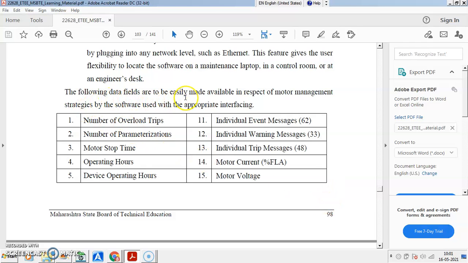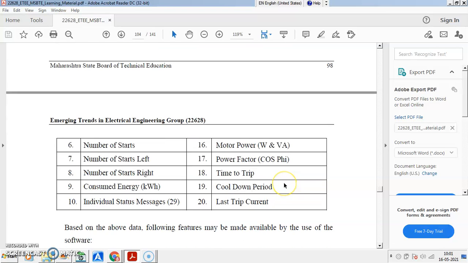The following data fields are to be easily made available in respect of motor management strategies by software used with appropriate interfaces. So this particular chart lists, say, 20; you may have hundreds of parameters, but 20 are listed over here. What are these parameters and what to do with this? That is the question. Can anybody tell me? So I have read out these parameters.